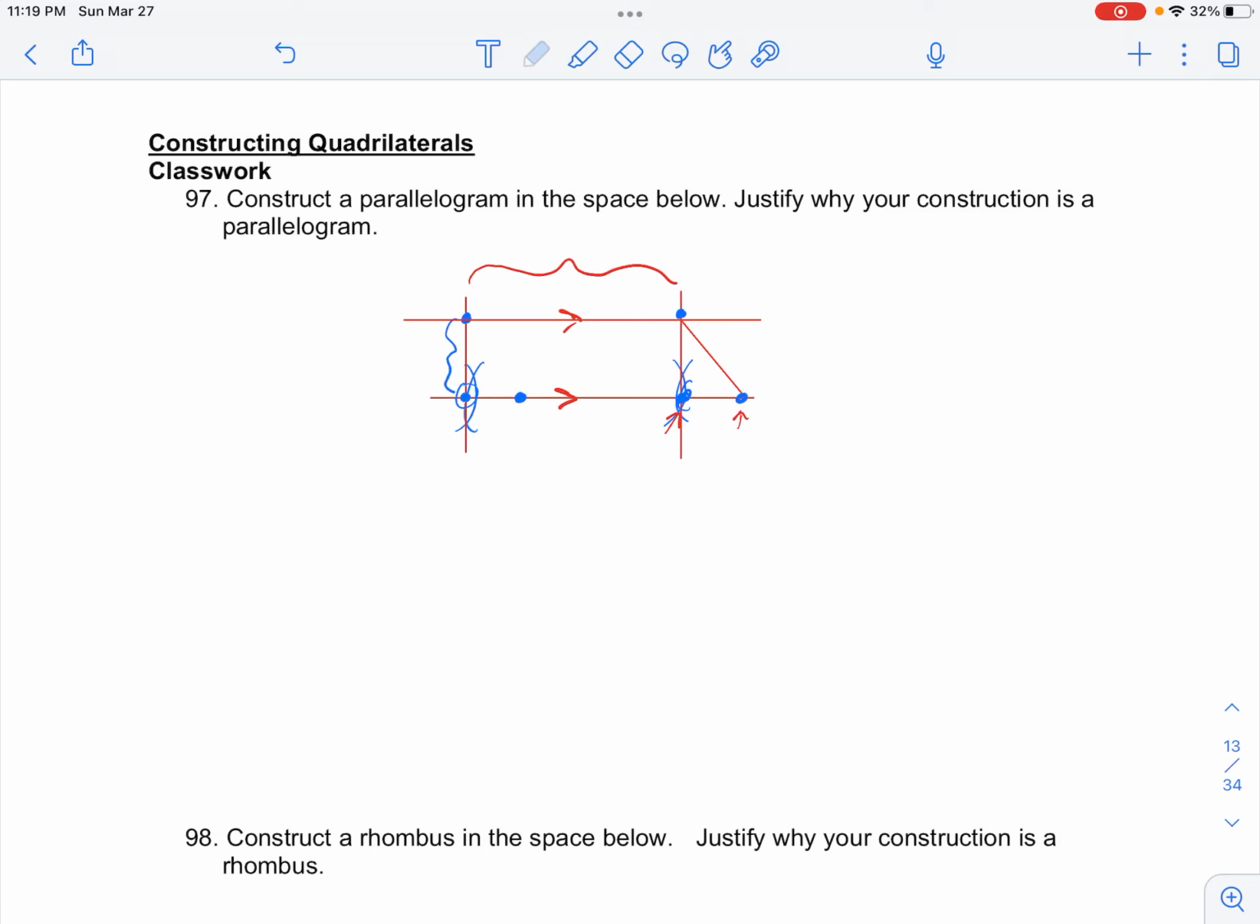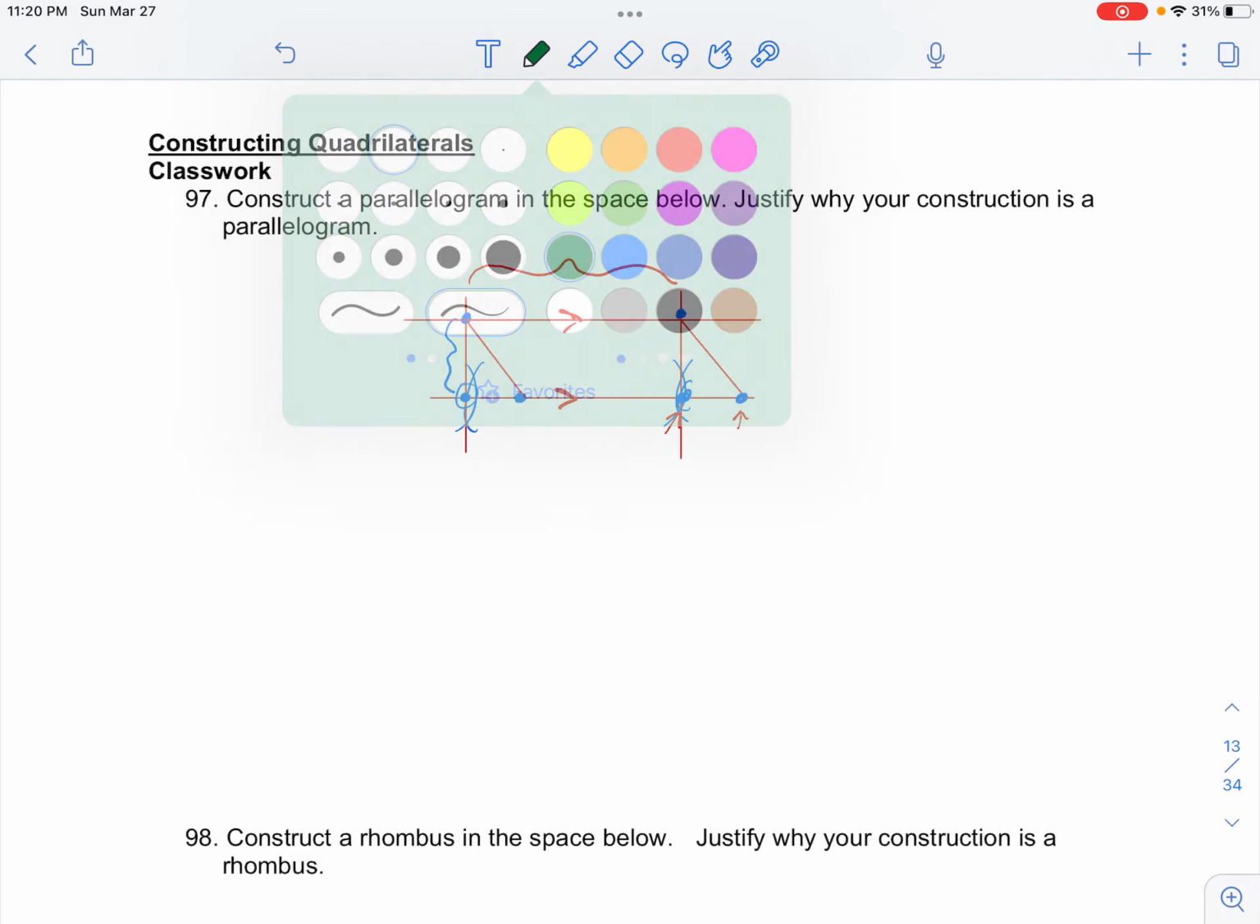diagonal line coming from this point out here. So that'll give us the same kind of slope for the line. And as you can see, now we've already formed our parallelogram.